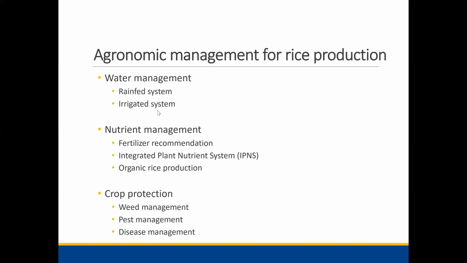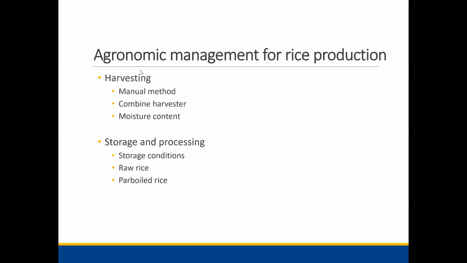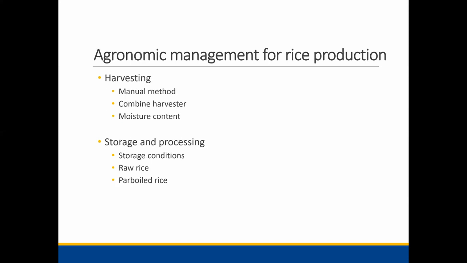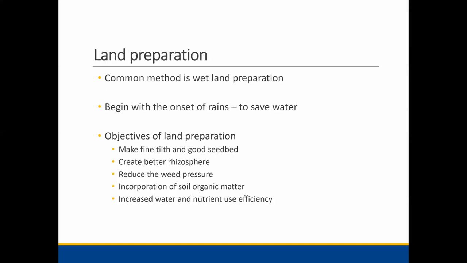Again, there are two systems. You can cultivate as a rain-fed crop or maybe an irrigated crop. And then nutrient management, and then crop protection, and then finally harvesting and storage and some sort of processing before you consume it or send it to the market. So those are the outline of the management of rice production. Today we are going to get into the details of these practices.